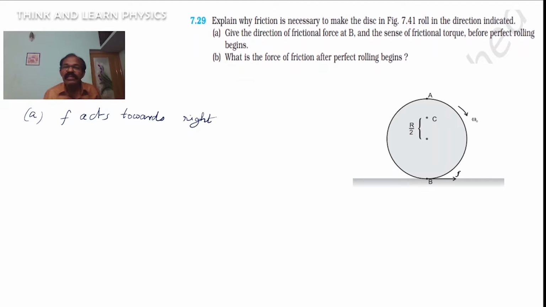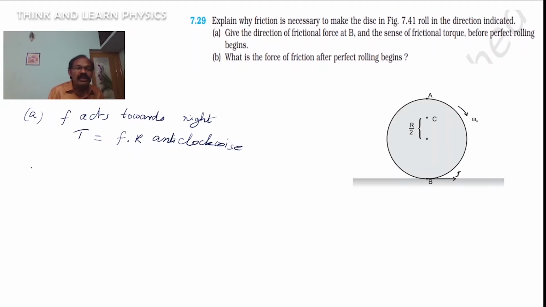Now, due to the force of friction, the torque acting on the disk is given by tau equals the force of friction F into the distance of the point B from the center of the disk, that means F into R. This is the torque acting on the disk. This torque is in the anti-clockwise sense. The frictional torque is anti-clockwise and the torque acts perpendicular to the plane of the picture outward.